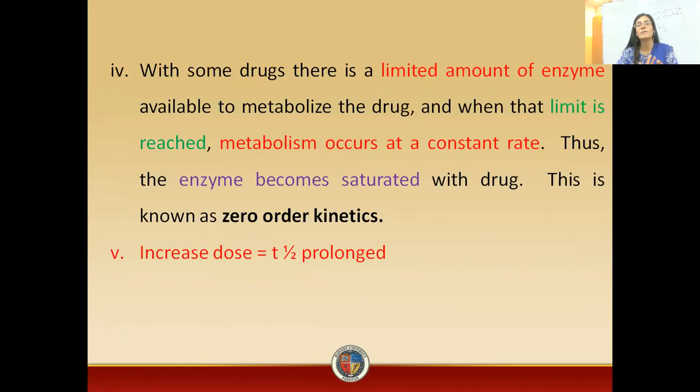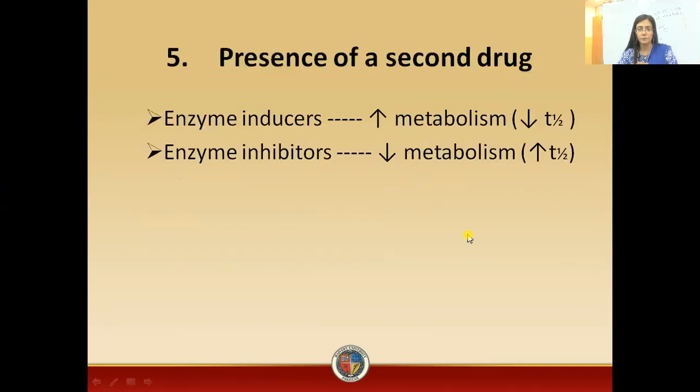So in that case, what is happening? We also have an enzyme system, but this enzyme system has a limit. We have a limited amount of enzymes available to metabolize the drug. When that limit is reached, metabolism occurs at a constant rate. Thus, enzymes become saturated. So if at this stage enzymes have become saturated and you are further increasing the amount of drug, then increasing the dose will result in an increase in the half-life of the drug.